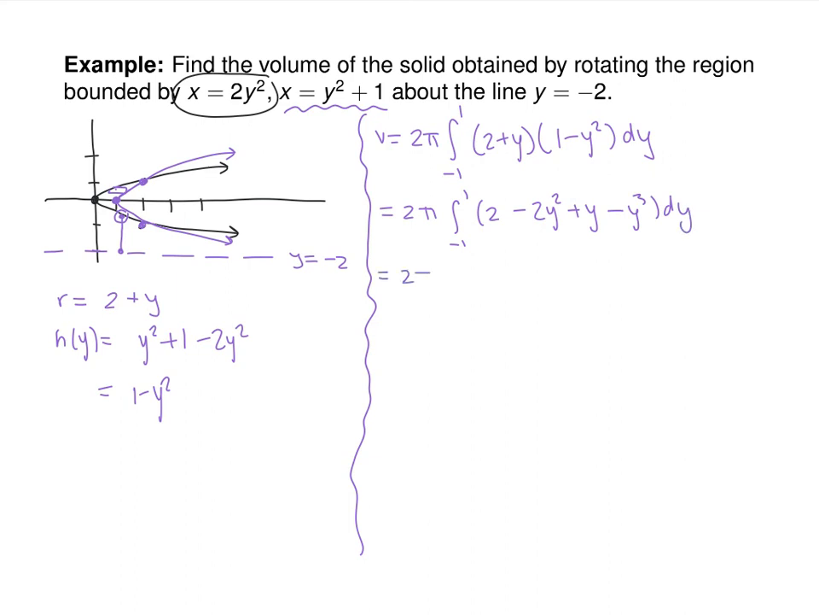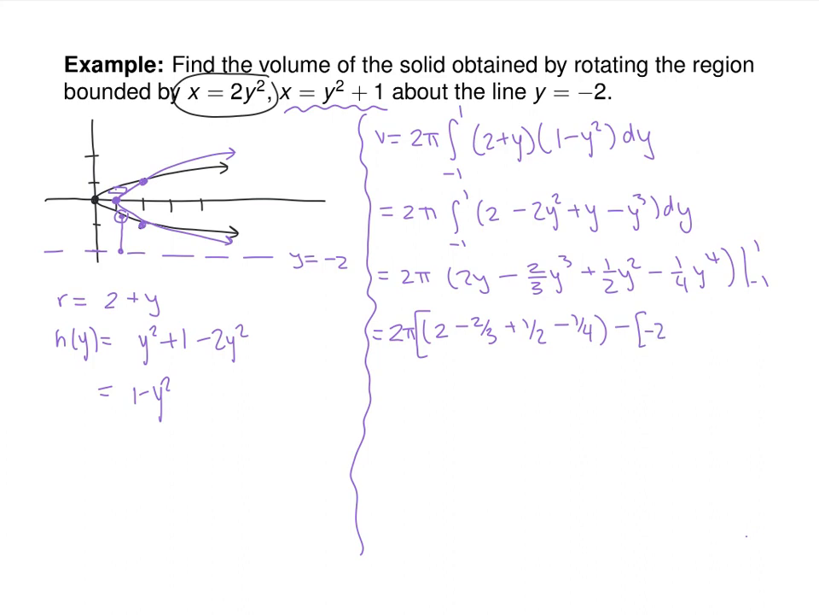So that's 2 pi times 2y minus 2/3 y cubed plus 1/2 y squared minus 1/4 y to the 4th, evaluated from -1 to 1. So that'll be 2 pi times 2 minus 2/3 plus 1/2 minus 1/4, all that minus -2 plus 2/3 plus 1/2 minus 1/4.